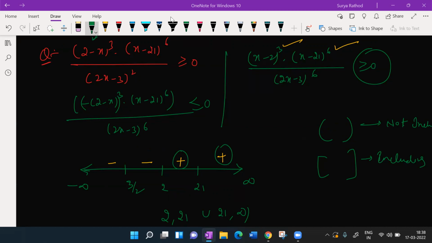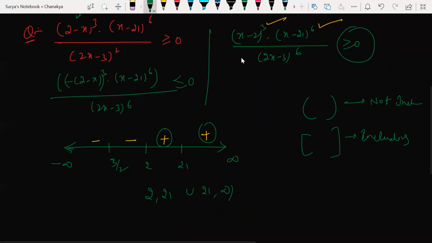Okay. Adisha, tell me open bracket or close bracket here? For 2, either open bracket or close bracket, which bracket must be included? Okay. Anjali, close bracket or open bracket? Hello. Open bracket or close bracket?